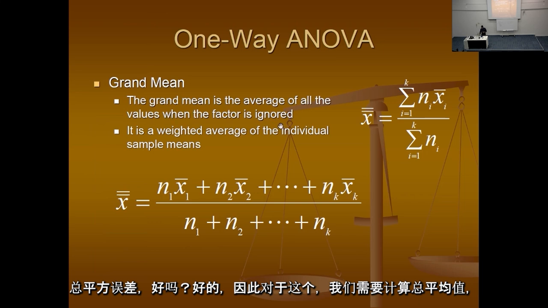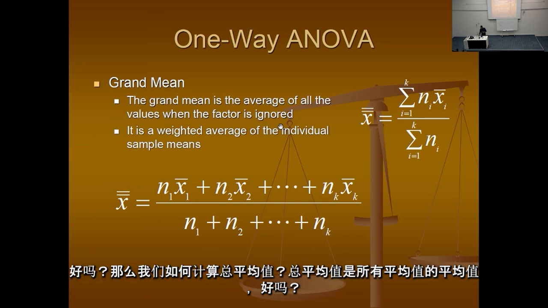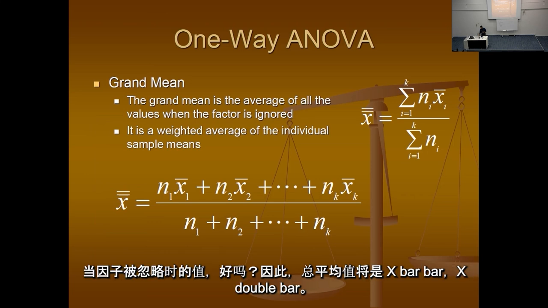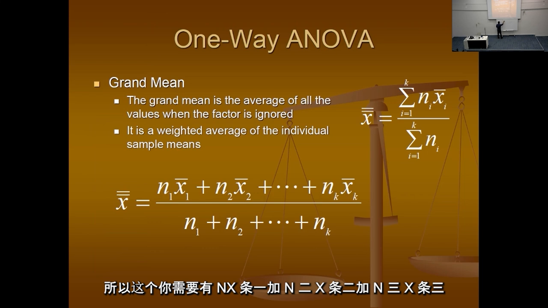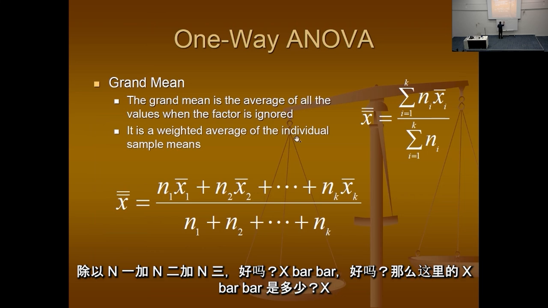For this, we need to calculate the grand mean. How are we going to calculate the grand mean? The grand mean is the average of all values when the factor is ignored. The grand mean is x bar bar, the x double bar. So you need n1 x bar 1 plus n2 x bar 2 plus n3 x bar 3, divided by n1 plus n2 plus n3.